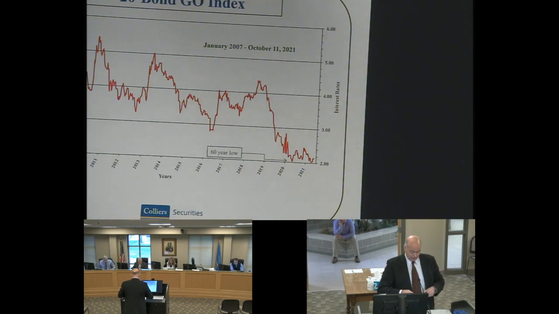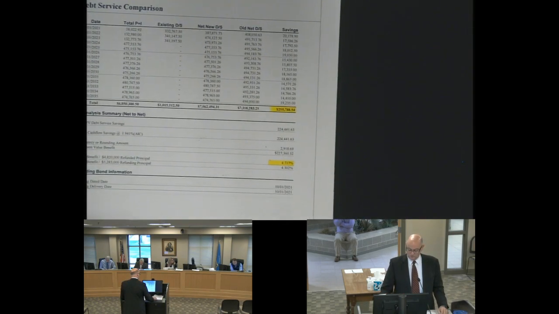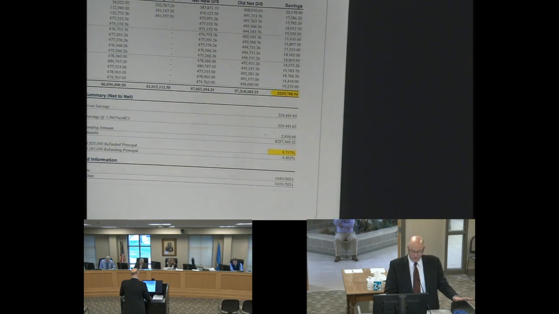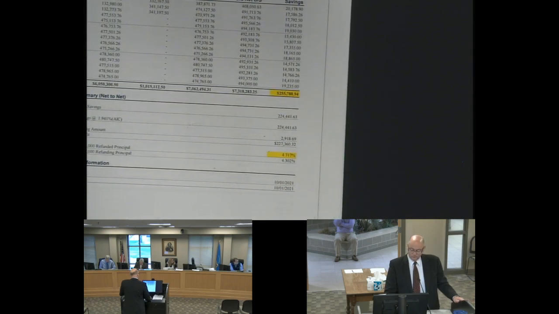Good, I brought my readers today. So the taxable highway shop, the projected savings, and let me throw this up here then, was about $255,000 with a present value savings of 4.7%. In a lot of states, that number has to be, it's actually mandated, it has to be over 3% present value savings before you can do an advance refunding.